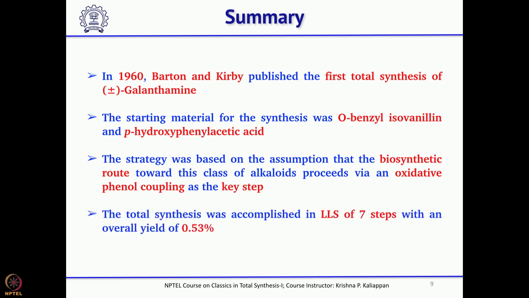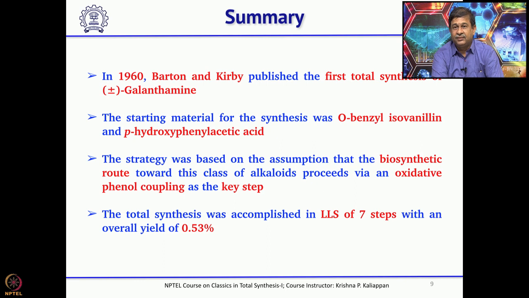Overall, the whole sequence took about 7 steps, but yield was not that high. The overall yield was only 0.53%. Nevertheless, this involved a very, very important oxidative phenolic coupling as the key reaction. That actually paved the way for many people to synthesize galanthamine via this method, as well as improve the whole process.